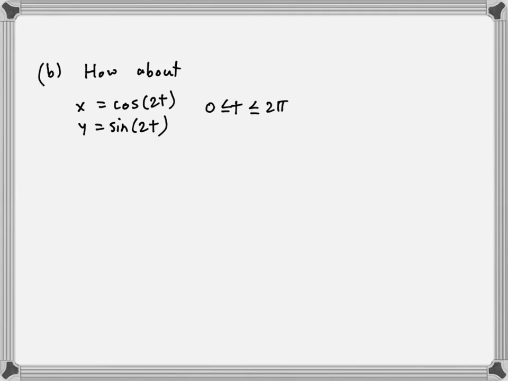So how about this one? And this one looks different, right? Because we've got a cosine of 2t and a sine of 2t. So certainly the parametric equations are not identical, right? However, we do notice that if we do x squared plus y squared, you get cosine squared 2t plus sine squared 2t, which is actually still 1, right? Because the identity holds no matter what values for theta you put in.